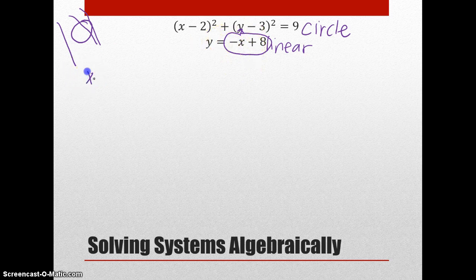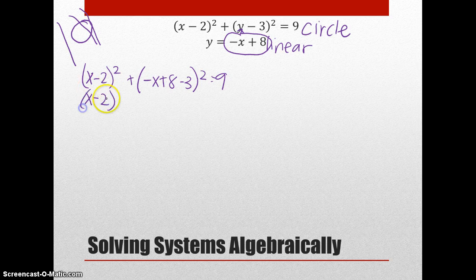So we end up with x minus 2 squared plus negative x plus 8 minus 3 squared equals 9. So we'll start simplifying, combining our like terms. We have x minus 2 squared plus negative x plus 5 squared equals 9. Now, we have to FOIL this x minus 2 and negative x plus 5. We can't just distribute that 2 because we have a binomial, so we have to FOIL.